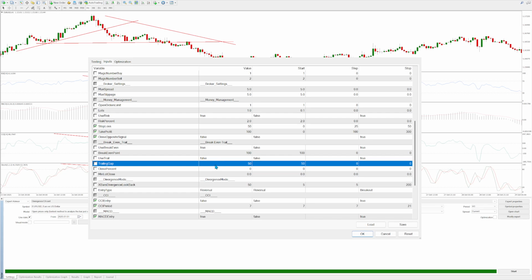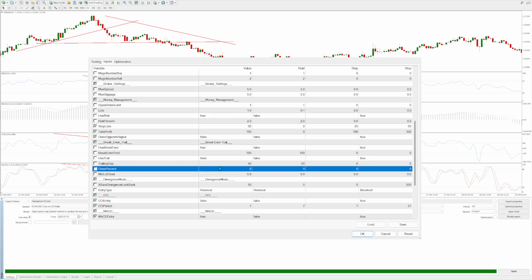This is good if you want to try and trail the price, but again, doesn't beat looking at the chart and using swing highs and swing lows, in my humble opinion. But it's better than nothing. Just don't be lazy and try to take the easy approach, put some effort into it and learn about money management, risk reward. Okay, close percent, so you can close a percentage of the trade every time the trailing gap distance is reached.